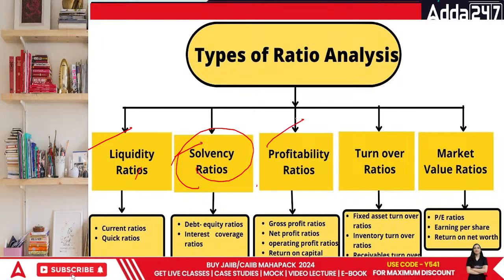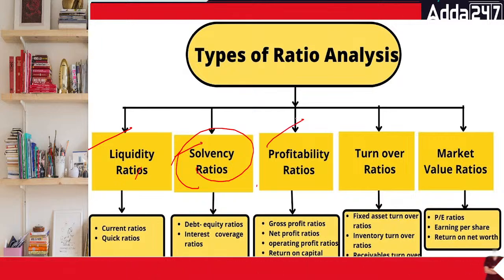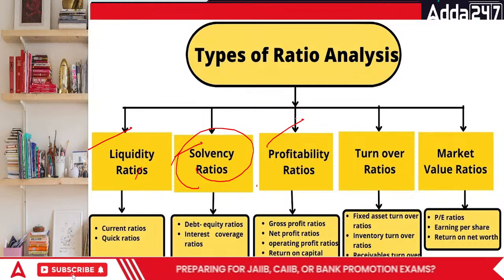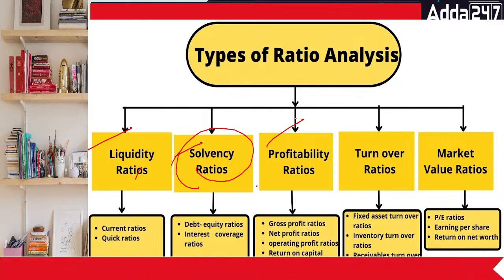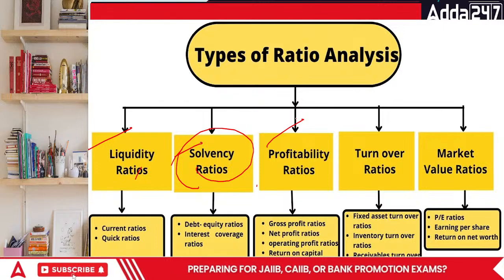Then we have profitability ratios. Profitability ratios talk about the profits of the organization. Suppose you randomly ask me, ma'am, do you have money to pay me? And I say, yes, I have money. That means I can talk about profitability. That is something you cover in terms of profits, whether the business is earning well or not.